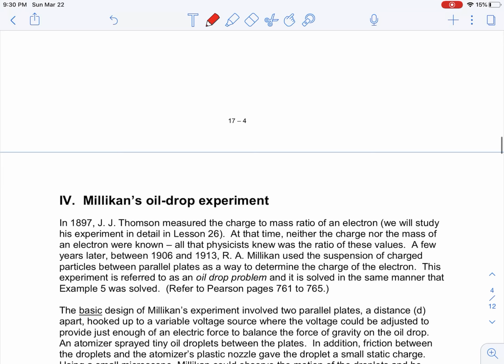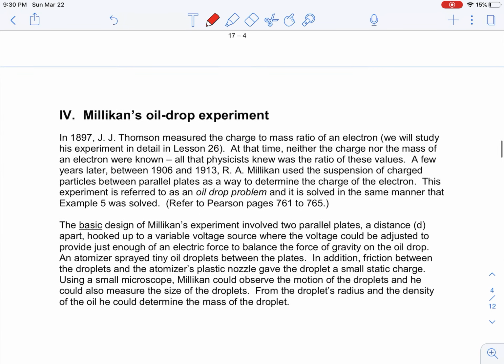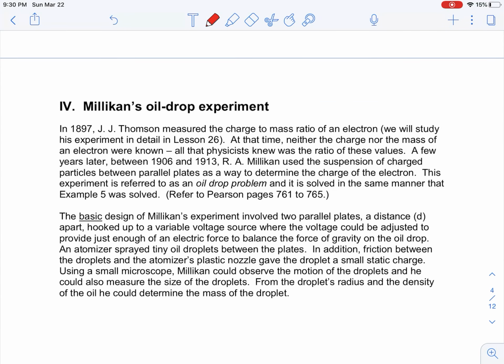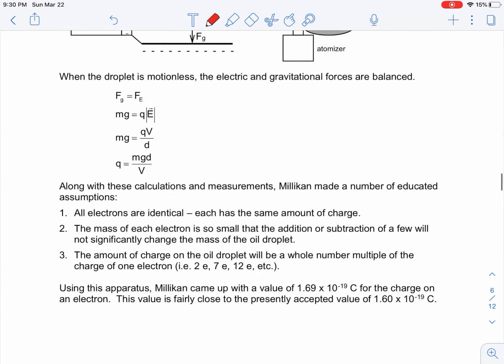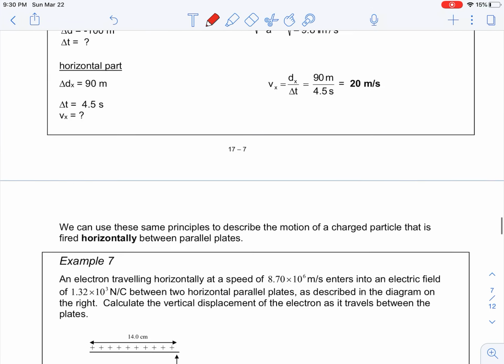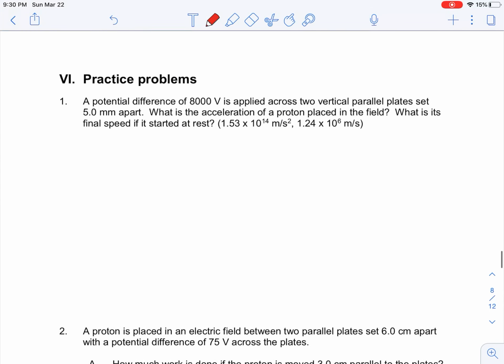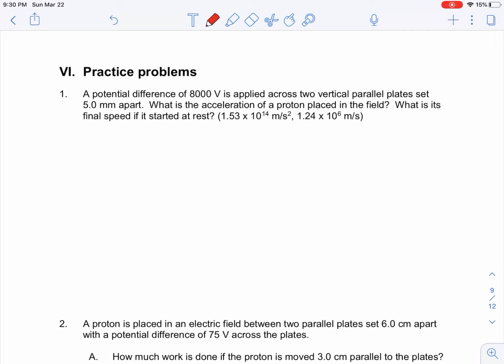Okay, and that is going to bring us to Millikan's oil drop experiment. I think I'm going to do this in the next video, and right now we're just going to do the basic questions and the practice problems for that. Here, 1 and 2 in the practice problems will cover what we've covered so far in the lesson.